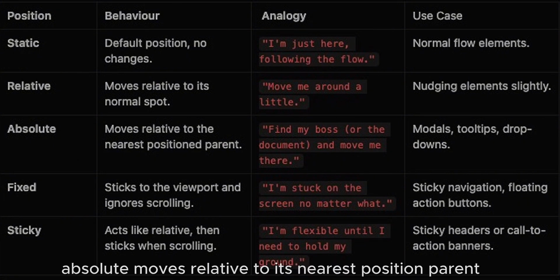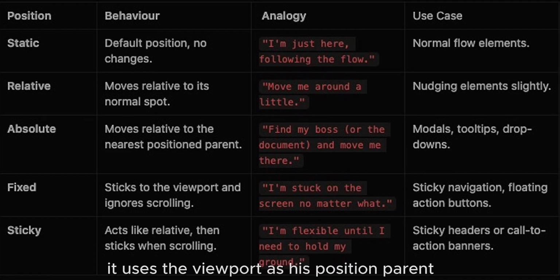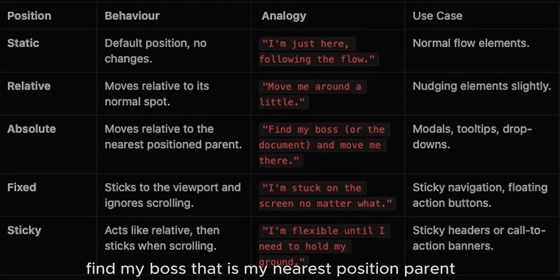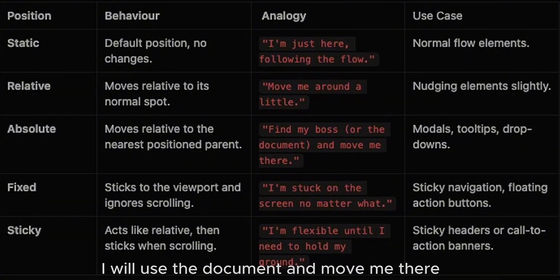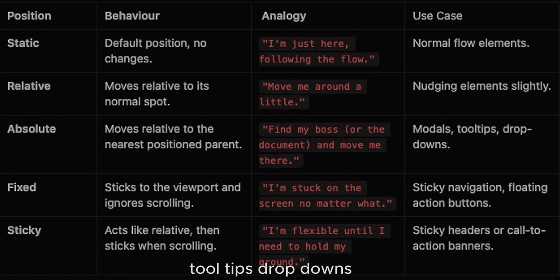Absolute moves relative to its nearest positioned parent. And if we cannot find any positioned parent, it uses the viewport as its parent. So basically, absolute is saying, find my boss, that is my nearest positioned parent, or if there isn't, I will use the document and move me there. So I'm following my boss. And its use case, it can be used for modals, tooltips, dropdowns.